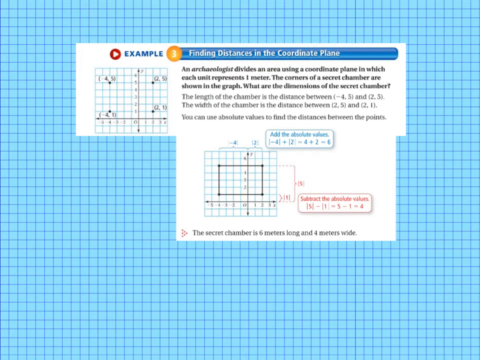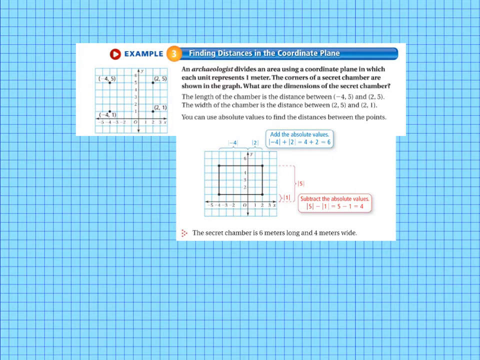Example 3, we're finding distances in the coordinate plane. An archaeologist divides an area using a coordinate plane in which each unit represents 1 meter. The corners of a secret chamber are shown in the graph. What are the dimensions of the secret chamber?